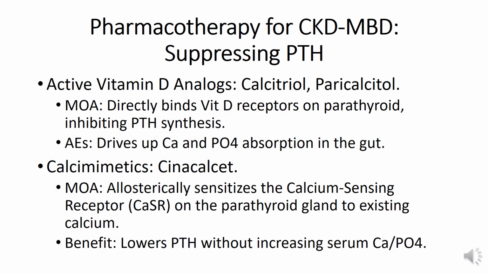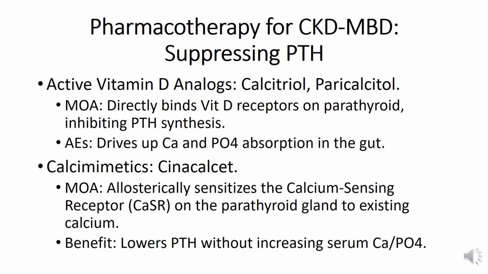However, there is a trade-off. Active vitamin D increases calcium absorption from the gut. It can also increase phosphate absorption. So while parathyroid hormone decreases, calcium and phosphate may rise. This can worsen vascular calcification if not monitored carefully. Because of this, dosing must be balanced and individualized.